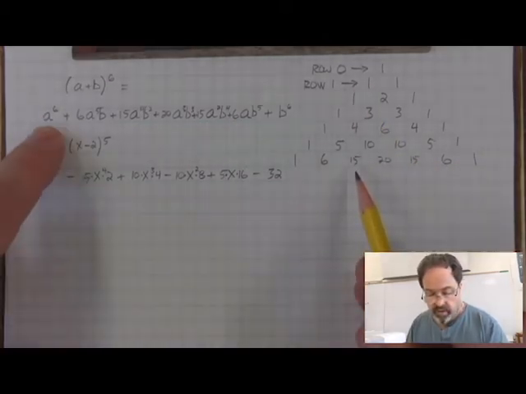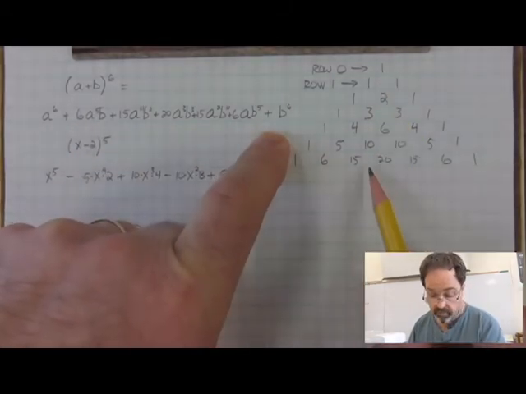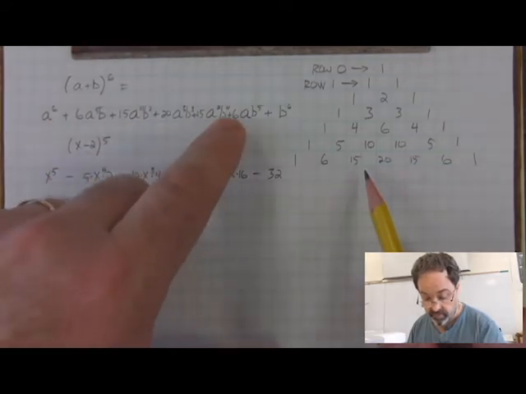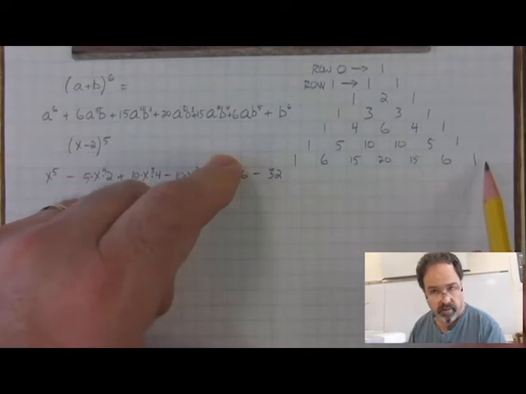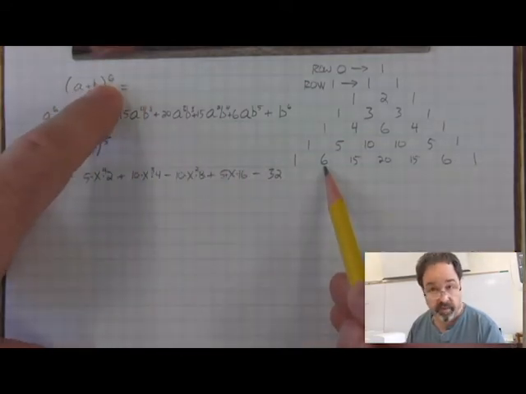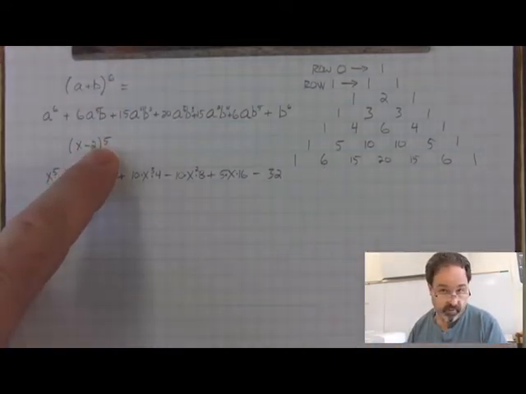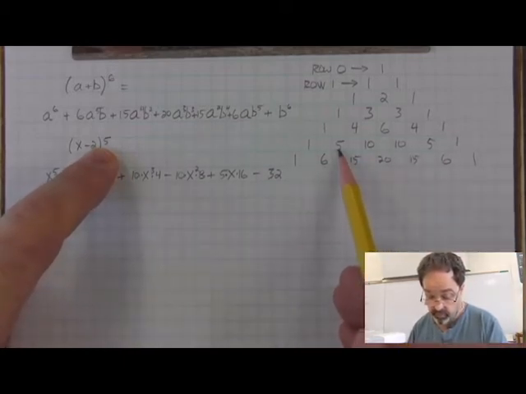The numbers that I used for the coefficients came from a row of this triangle. The numbers 1, 6, 15, 20, 15, 6, 1 are right here in the 6th row. How did I know to use the 6th row? Well, that's the power of the expansion. The 5th power of the expansion will have coefficients that come from the 5th row of this Pascal's triangle. The 5th row is right here.